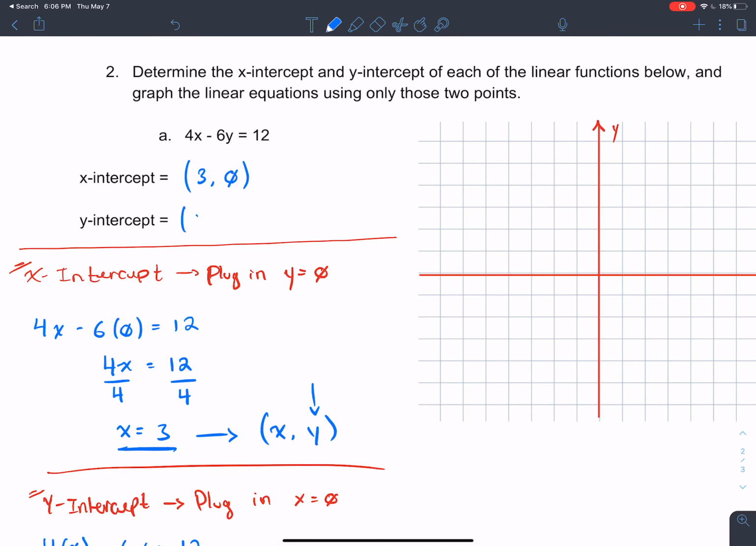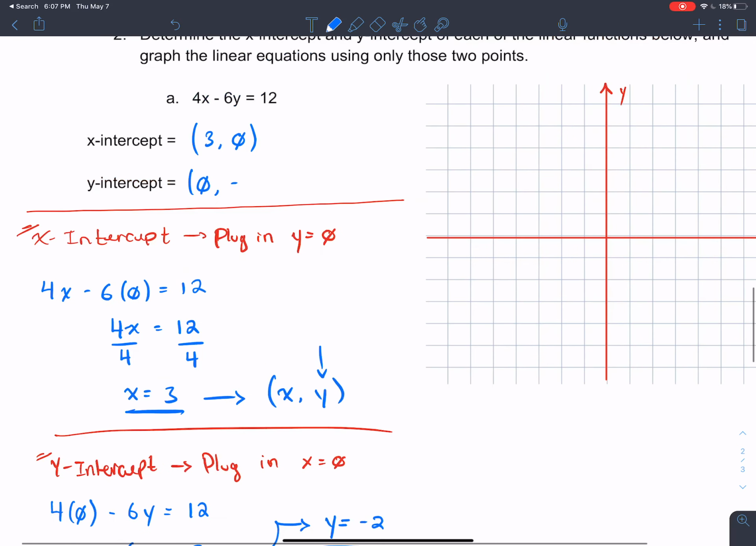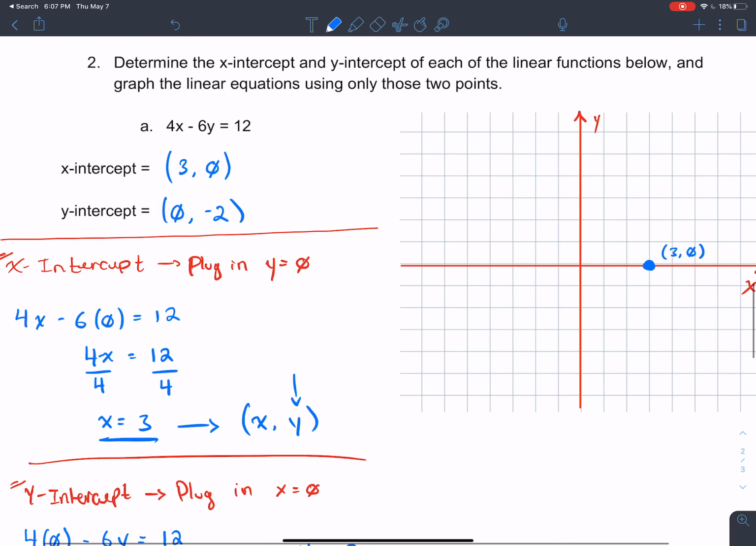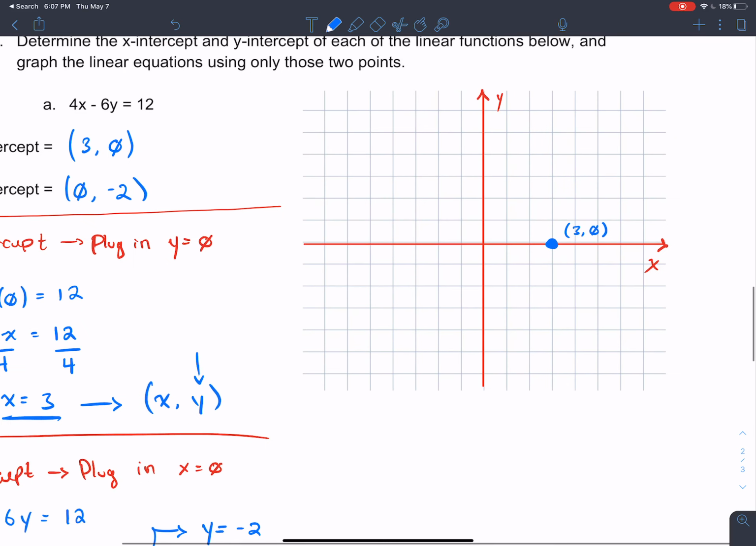So we get 0, remember? And since we're talking about our y, -2. So we plot this on the graph. Let's find 3, 0. 3, 0 is going to be right here for our x-intercept. This is 3, 0. And for our y-intercept, we have 0, -2. And we're just going to connect those 2 points as best as I can here.